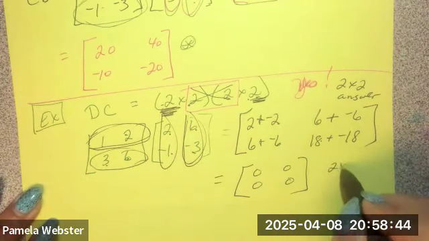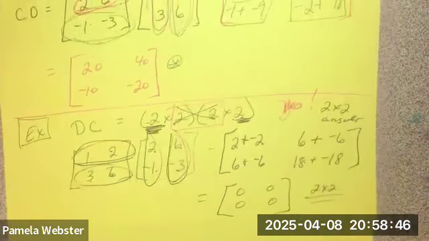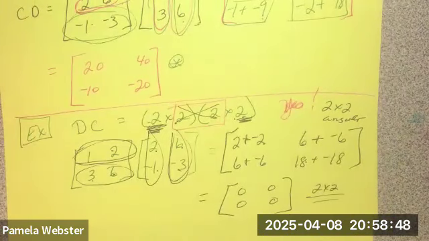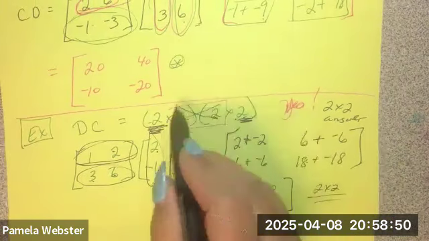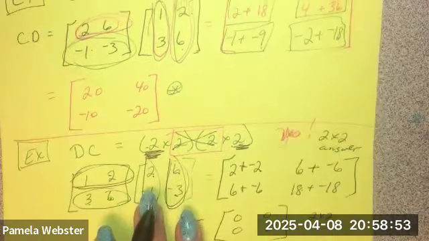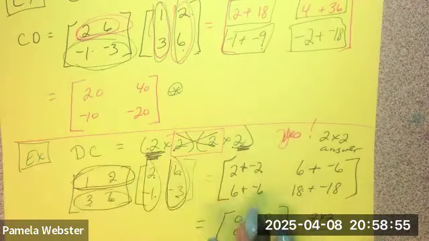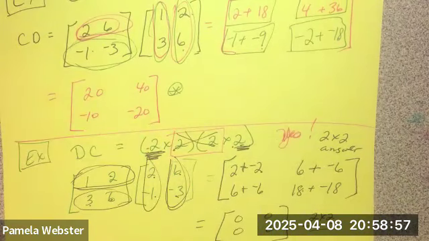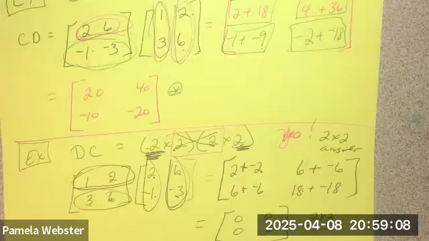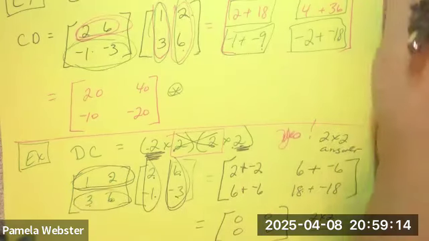And sure enough, it's a 2 by 2, so we are good. We can do DC because these inner dimensions match. It's just that it's not going to be the same as CD. So you can't just say, oh, I just did C times D, now it's asking me to do D times C, it's going to be the same thing. That's not true. That happens when we're dealing with our normal multiplication. 2 times 5 is the same as 5 times 2, but it's not going to happen with matrices. So you can't do that.